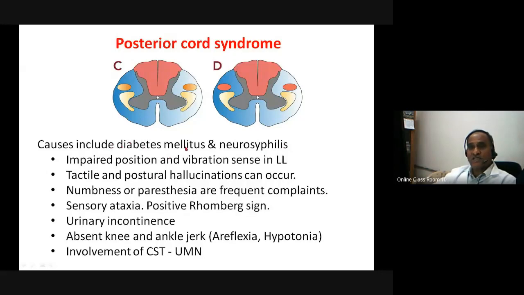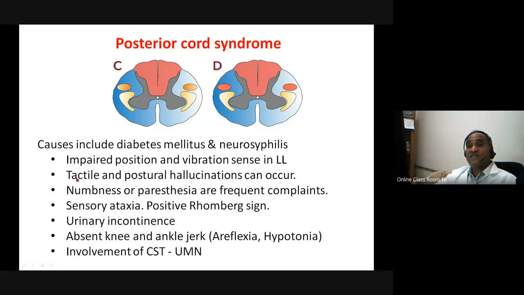Whereas this metabolic disease, diabetes mellitus, will involve these fibers, and that will produce the posterior cord syndrome. So then what happens? There will be impaired position sense and vibration sense, because this part of the spinal cord carries the discriminatory, that is the position sense and vibration sense, from the lower limb. Then there will be changes in the tactile and postural things. That means he will have instability, and he will feel something called paresthesia.